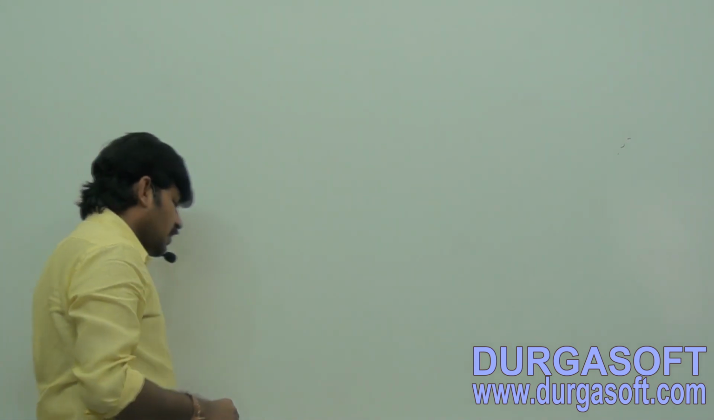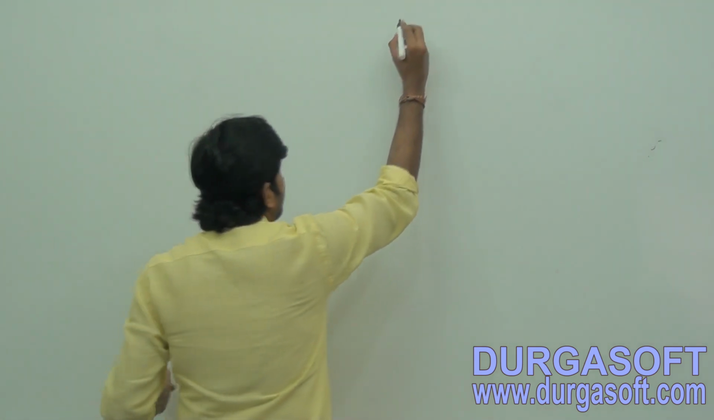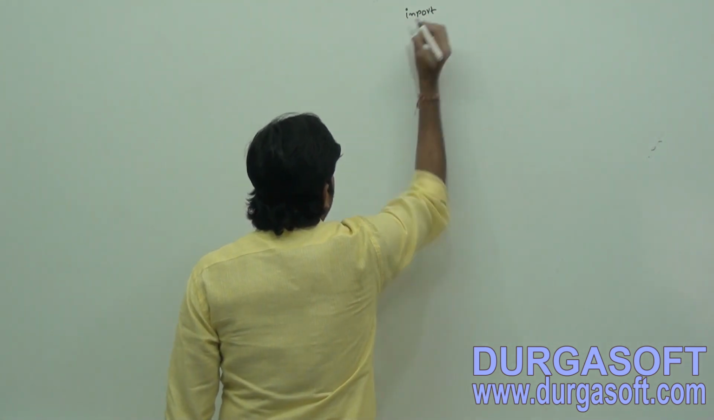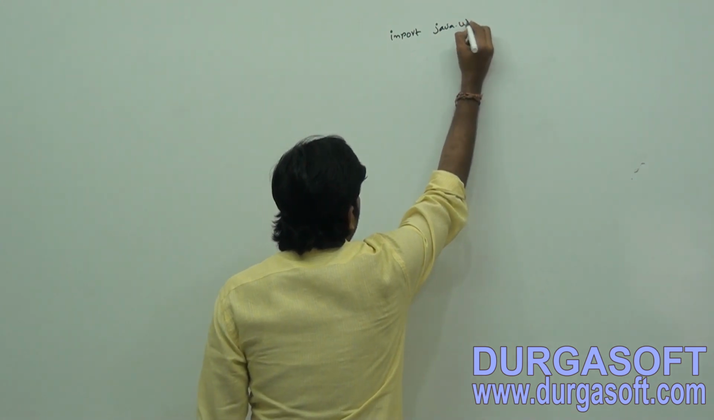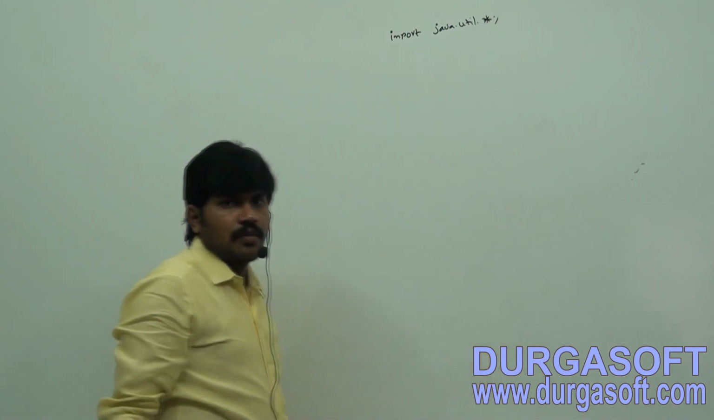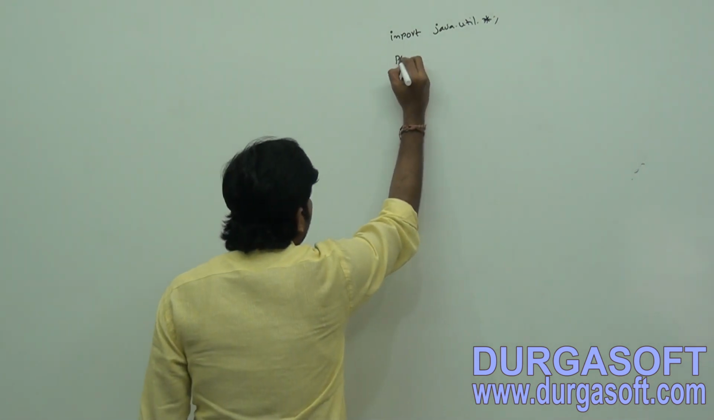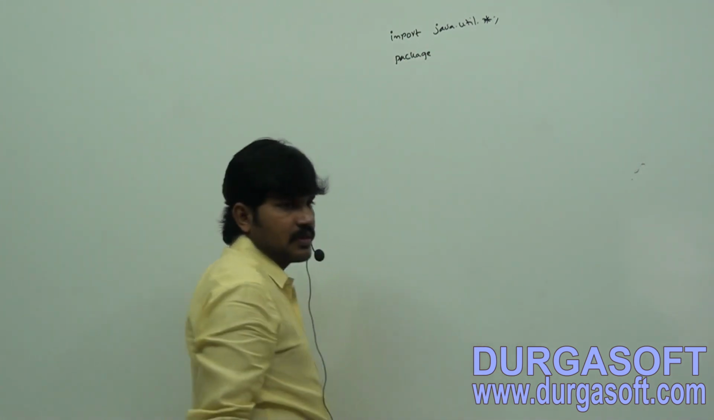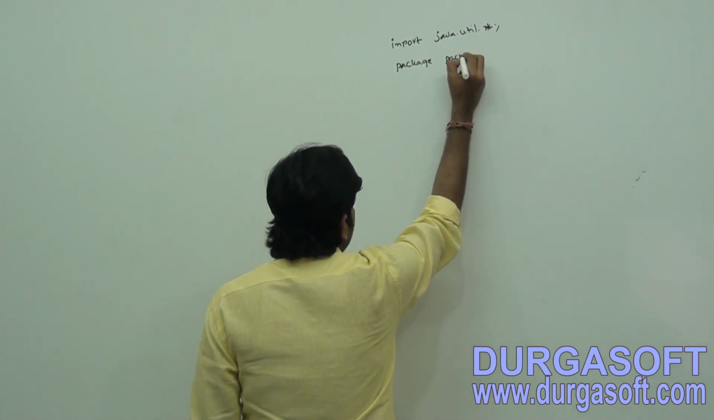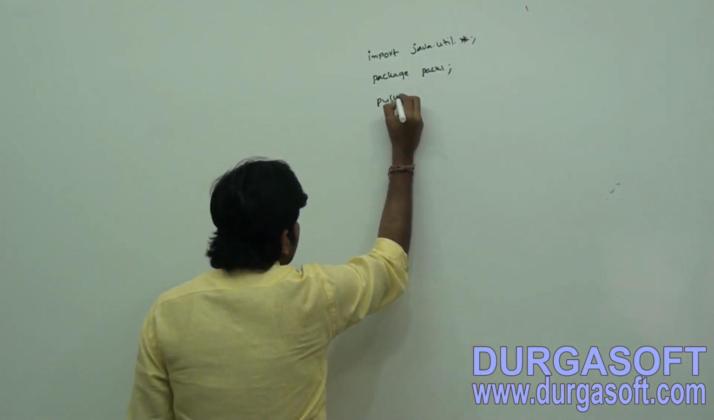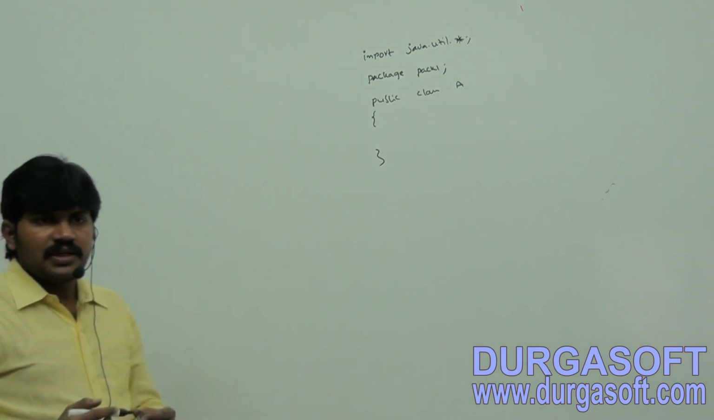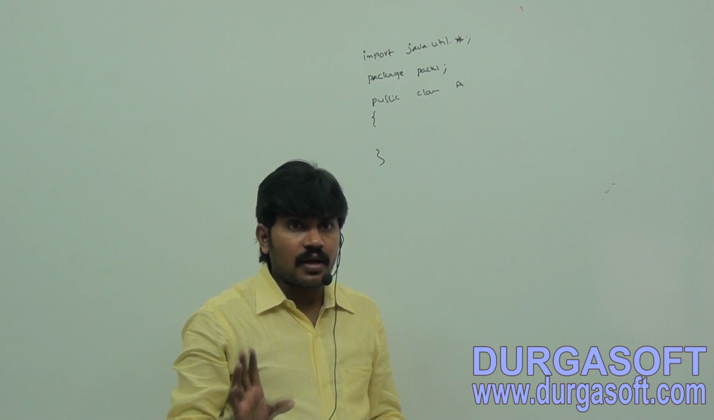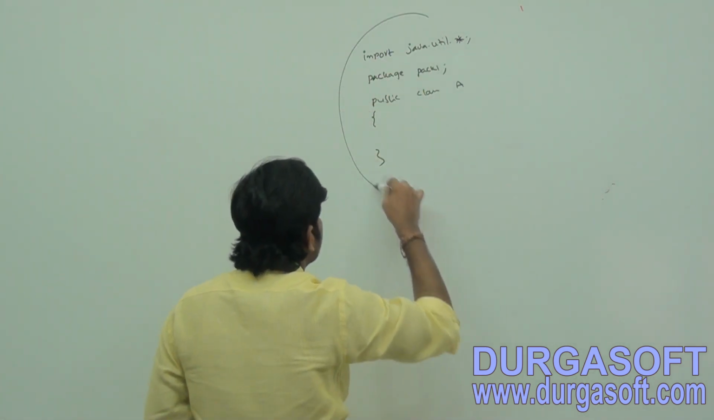Conclusion 2. Okay, observe a bit carefully. I am taking an import statement: import java.util.star, and then I'm taking package pack1, and then public class A. Can you tell, is it valid or invalid? 100% invalid. Do you know the reason why this one is invalid?